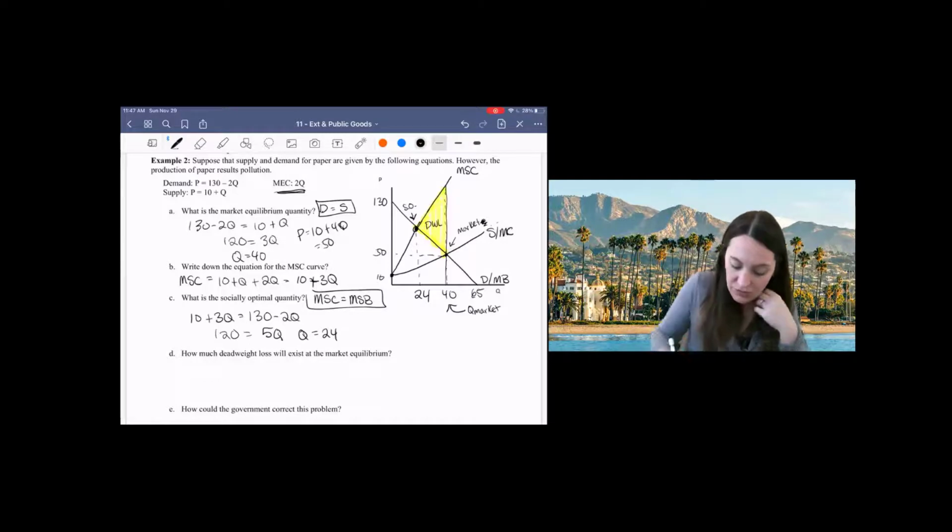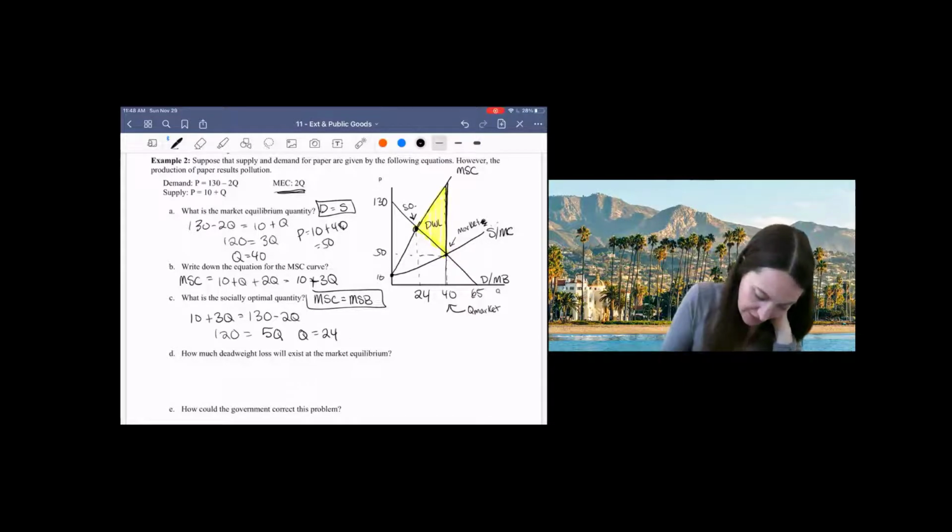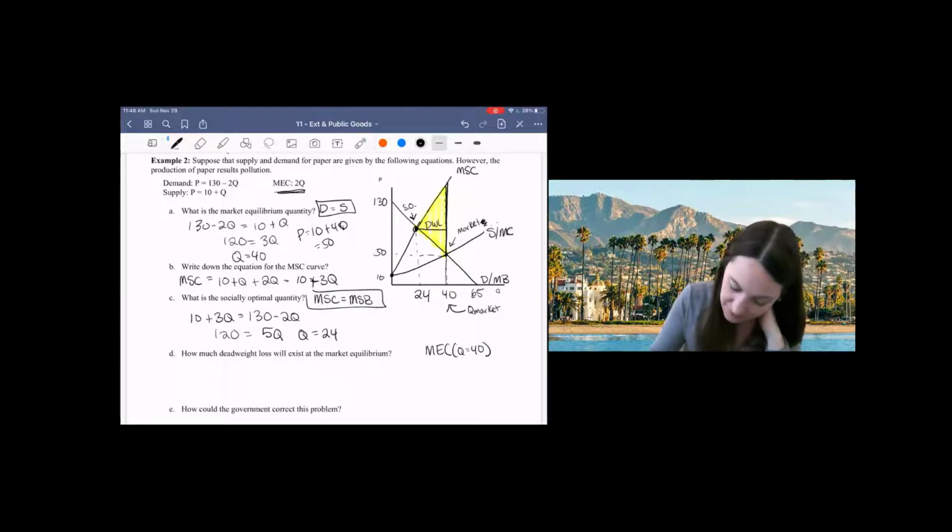So we're going to take the height is the marginal external cost at a quantity of 40. So we'll find marginal external cost at Q equals 40. And then the width of the triangle is the difference in quantities. So this is 2 times 40. I'm just plugging that into my equation for marginal external cost. I get 80. That's the height of the triangle.